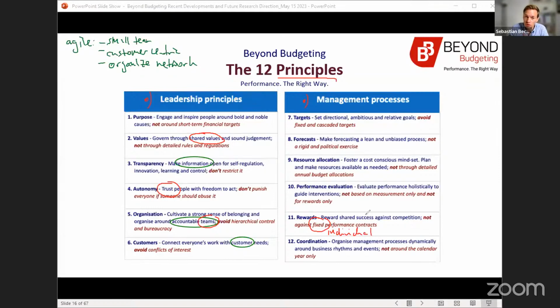You get your individual bonus, and then you say, well, isn't this in misalignment with what we say on the leadership side, right? On the leadership side, the HR person told you, you're going to be a team player, we're going to work in teams. But on the management process side, the process tells you, no, you have an individual bonus, right? So this is a mismatch, and that's a problem. This is a management model that is not in alignment, not in coherence. And that's what beyond budgeting would say.